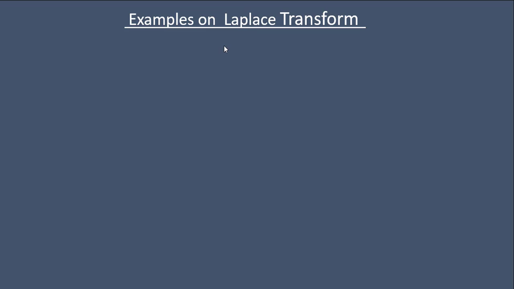Hello everyone. In the last lecture we discussed the Laplace transform of a step signal and some of its properties. Now in this lecture we will discuss some examples on the Laplace transform of a step signal. So let us start with the first question.